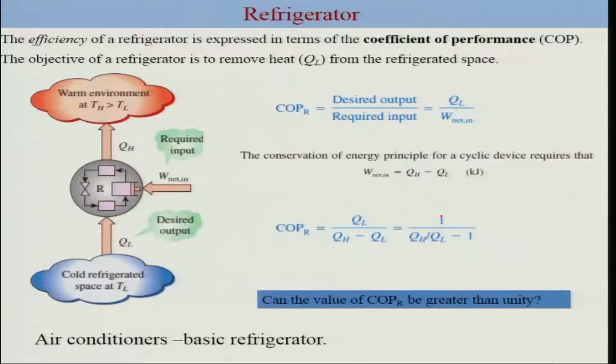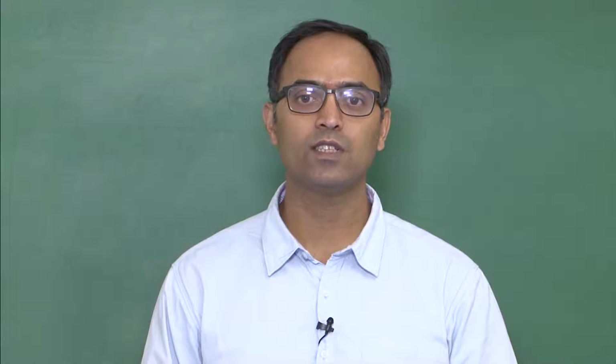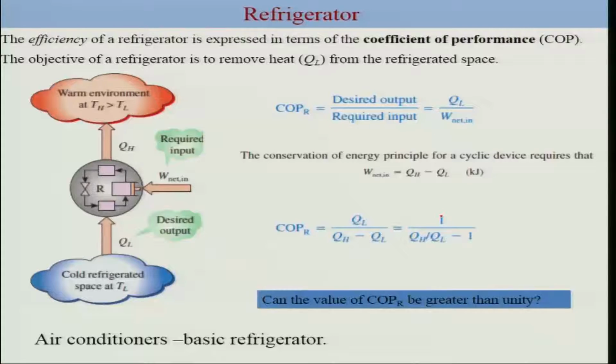Now let us look at how you define efficiency. You recall that for heat engines, in order to convert heat to work, we needed a device called a heat engine, and we defined thermal efficiency. Here we are going to describe the efficiency of a refrigerator as the coefficient of performance. This is to discriminate it from heat engine efficiency, and you will see very clearly why. The definition of efficiency is the same: it is nothing but the ratio of the desired output and the required input.